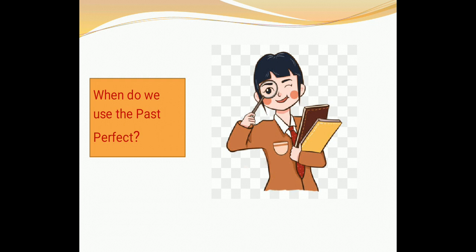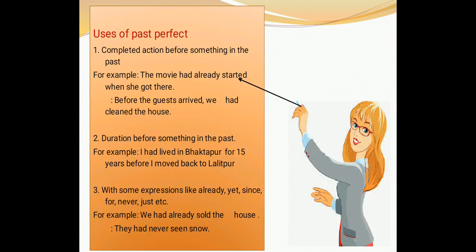Coming back to when do we use past perfect tense, like I have said, in completed actions before something in the past. For example, the movie had already started when she got there. Just like I mentioned before, first the movie started, then she got there. So, you have to think about the order of events. The first event or earlier event is in the past perfect, that is, the movie had already started. And the second event, she got there, is in the simple past.